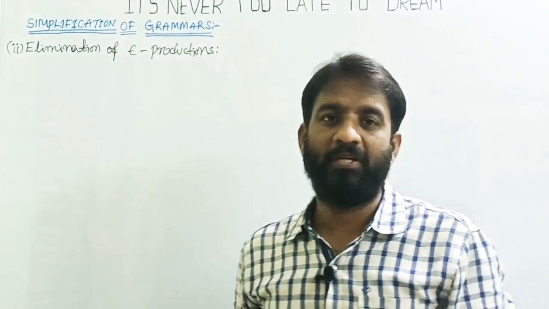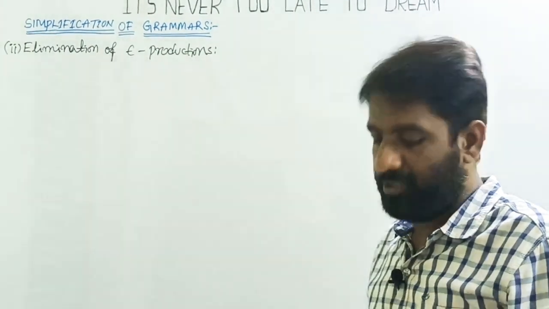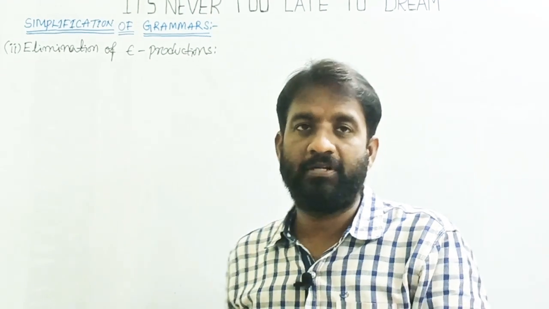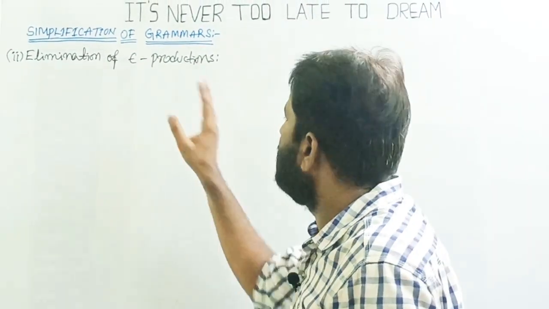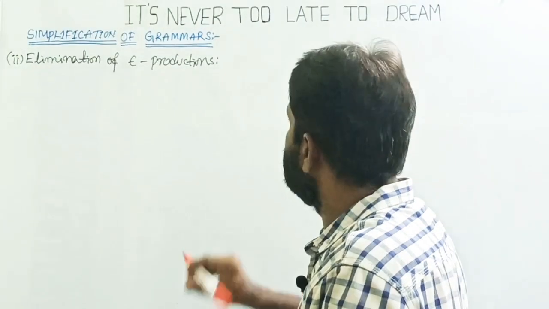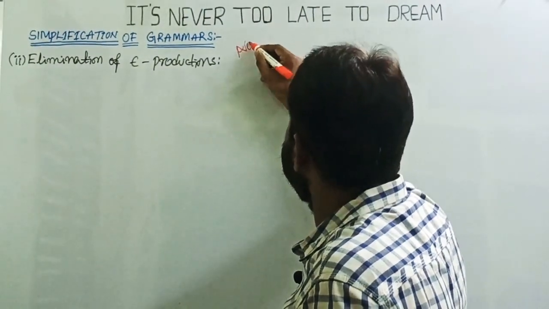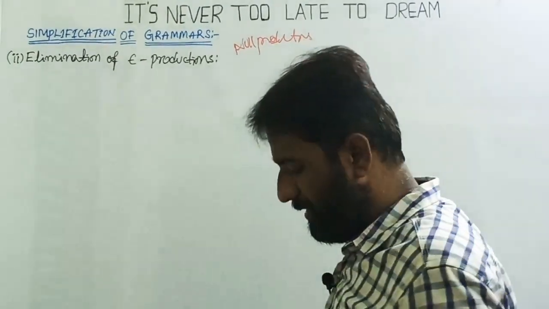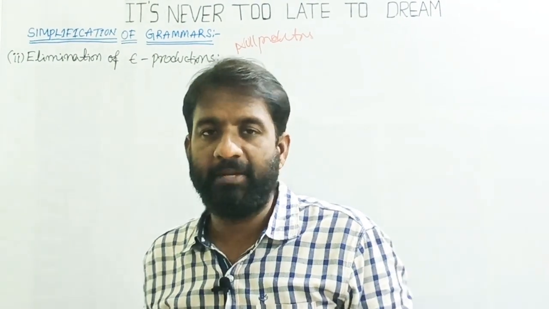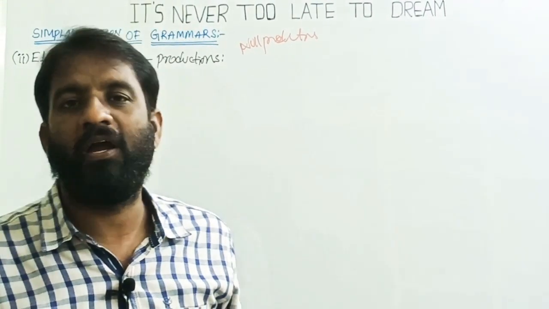Welcome back. Today's topic is the elimination of epsilon productions. As we know, last lecture we completed how to eliminate the useless variables. Another name for epsilon production is null productions. Before eliminating epsilon productions, let me tell you some theory behind this.